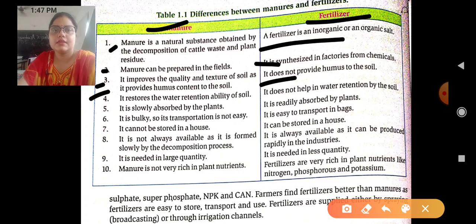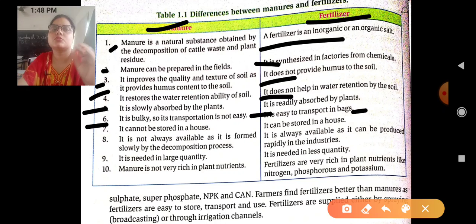Fourth one: manure restores the water retention ability of the soil. Fertilizer does not help in water retention by the soil. Fifth one: manure is slowly absorbed by the plants. Fertilizer is readily absorbed by the plants. Manure is bulky, so its transportation is not easy. Fertilizer is easy to transport in bags. Manure cannot be stored in a house. Fertilizer can be stored in a house.